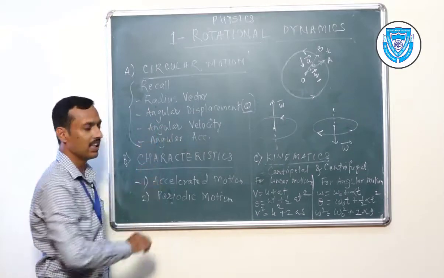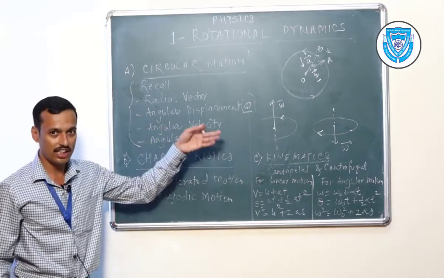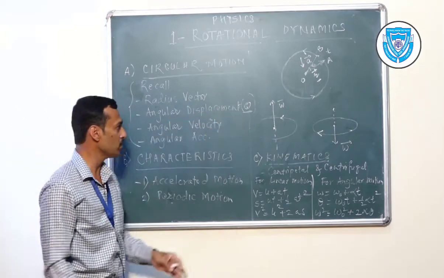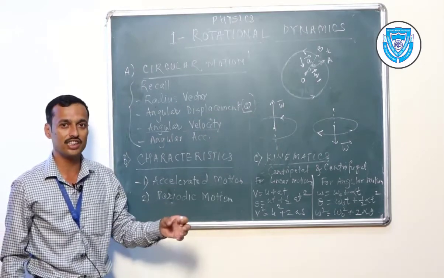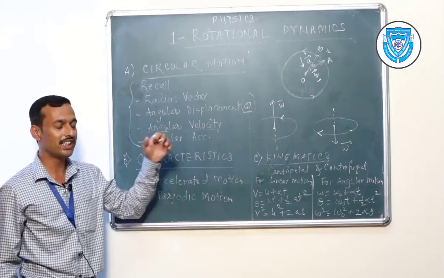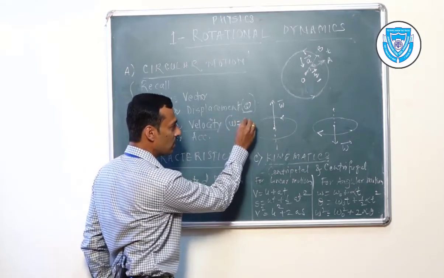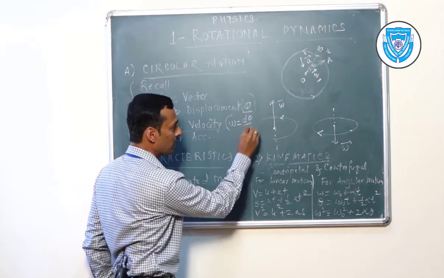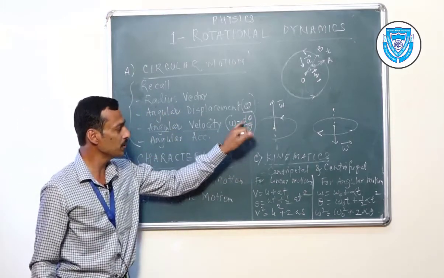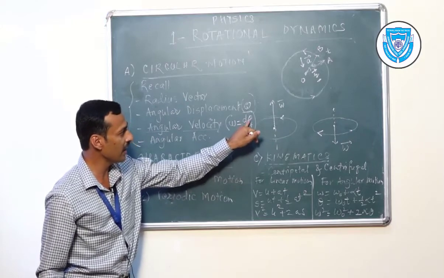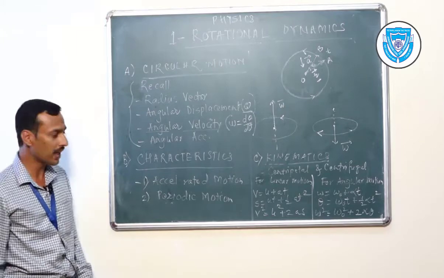Then next one, angular velocity. Same as linear velocity for linear motion, we have angular velocity. Angular velocity is the rate of change of angular displacement with respect to time, and it is denoted by omega. Here I write a short formula to memorize: omega is equal to d theta by dt, the rate of change of angular displacement with respect to time.